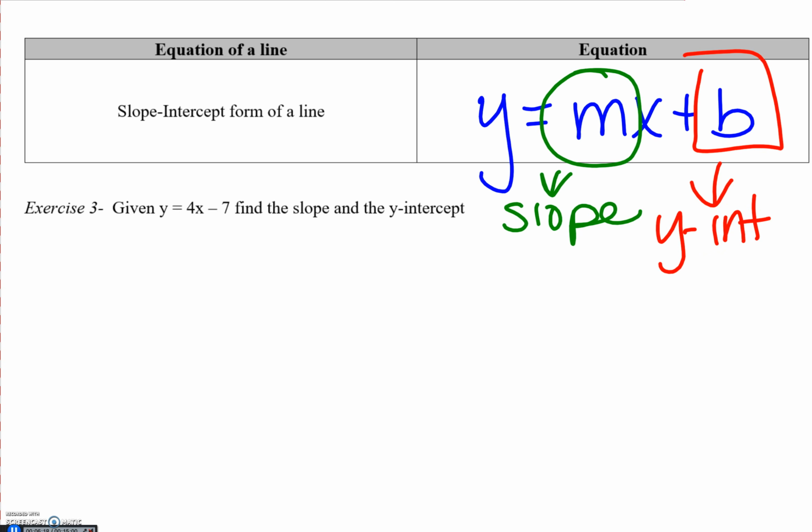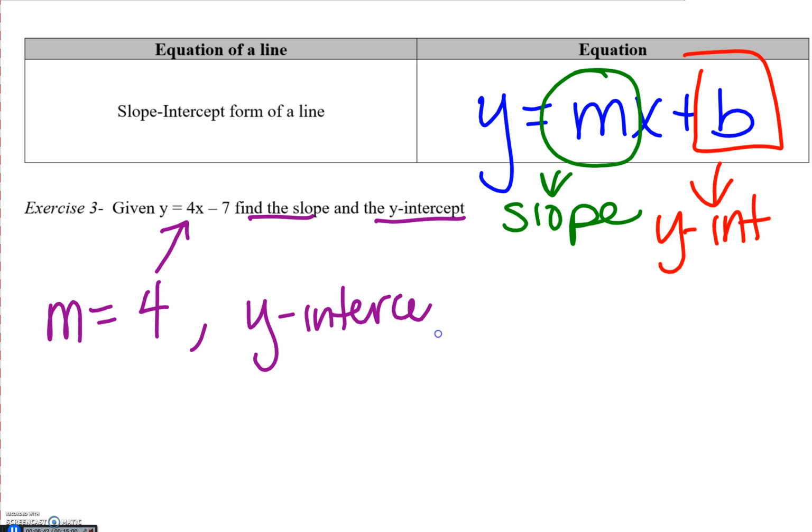Okay, so let's look at our first example for this type of problem. In exercise 3, it says given y equals 4x minus 7, we want to find the slope and the y-intercept. So here the problem is already in y equals mx plus b form, so we're just going to locate. Our m, or our slope, is going to equal 4, while our y-intercept, which is our b term, is going to equal negative 7.